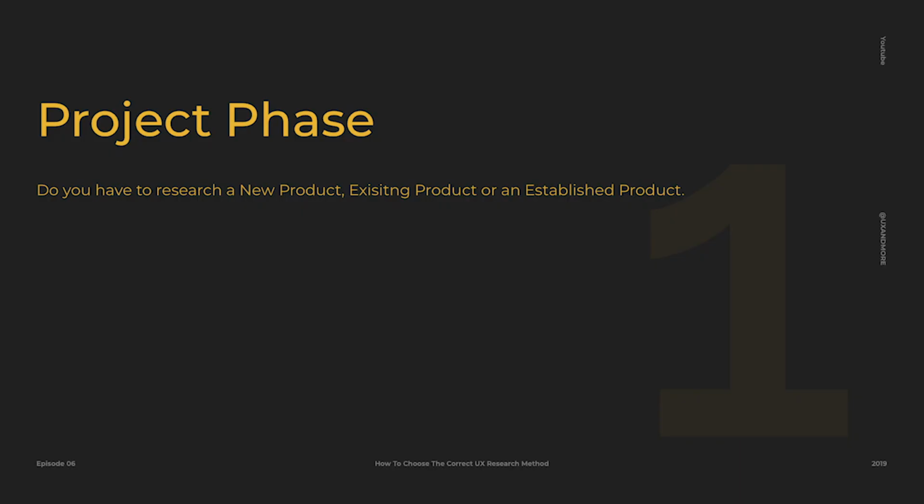So before we get into this, let's talk about the 4 factors that you have to consider before you start conducting user research. The first one is project phase. By project phase, I mean, is it a new product or is it a product that already exists in the market, or is it somewhere between these two parameters? Because your user research method will completely depend upon the phase of the product.